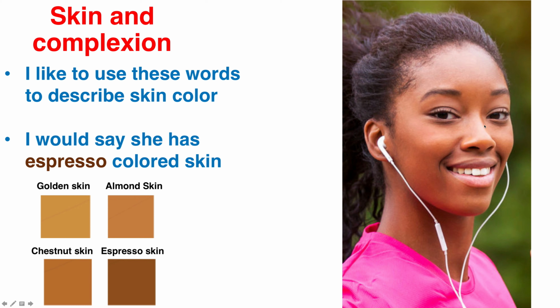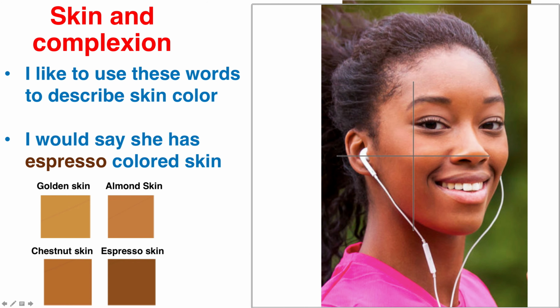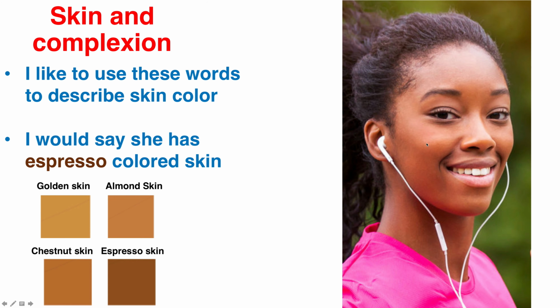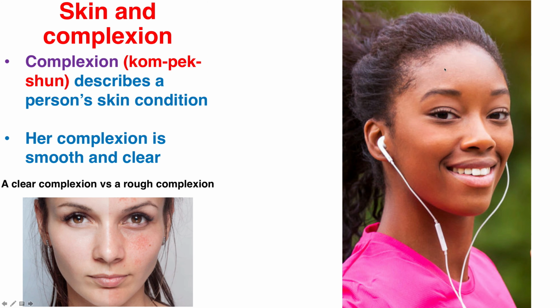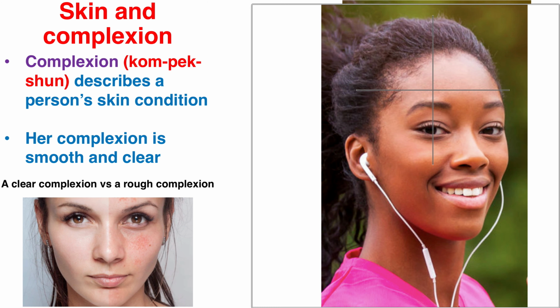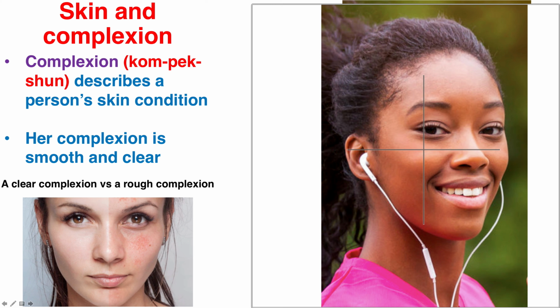So looking at her skin, it's pretty dark. So I would describe skin that is this shade as being espresso colored. So she's got nice, dark, or espresso colored skin. Now, complexion refers to a person's skin condition or the health of their skin. So her complexion is smooth, right? It's not very rough, and it's clear.